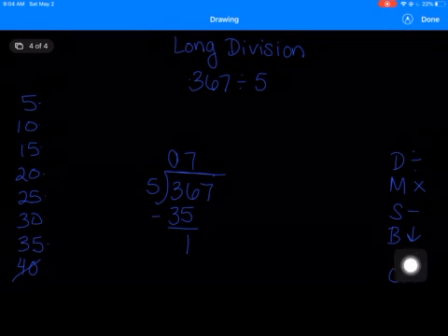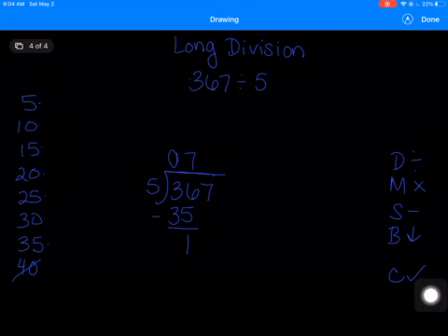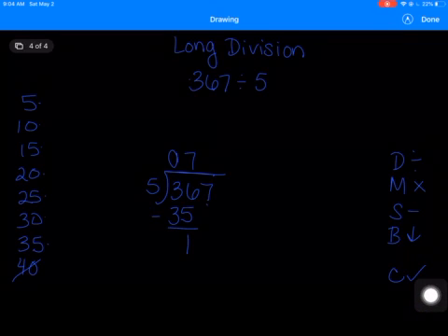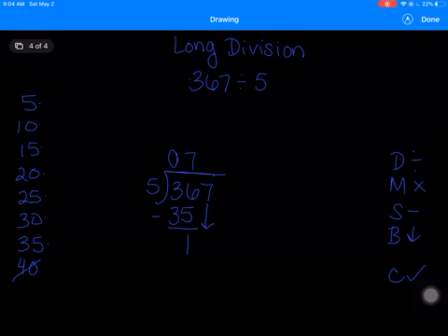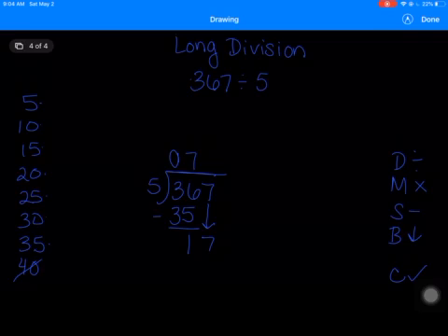And now we're ready for the bring down step. So we're going to bring down the next number in the dividend, which is 7. I always draw an arrow just to keep things nice and lined up. And then I make my new number. So our new number is 17, and we're now doing 17 divided by 5.